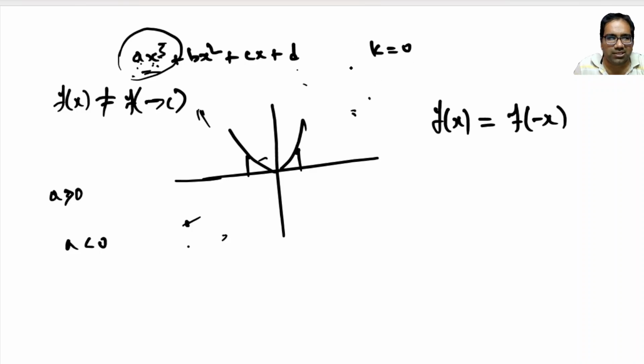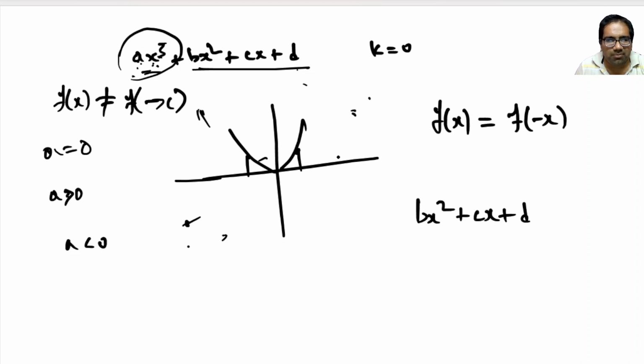Okay, we have taken one special case where k equal to 0. So obviously ax cube has to be 0. That means a has to be 0. Unless a is 0, there is no way this graph will be symmetric about the y-axis. Okay, so a third degree polynomial can never be symmetric about the y-axis. So what does that mean? That means if a is 0, we are left with a quadratic equation bx square plus cx plus d.